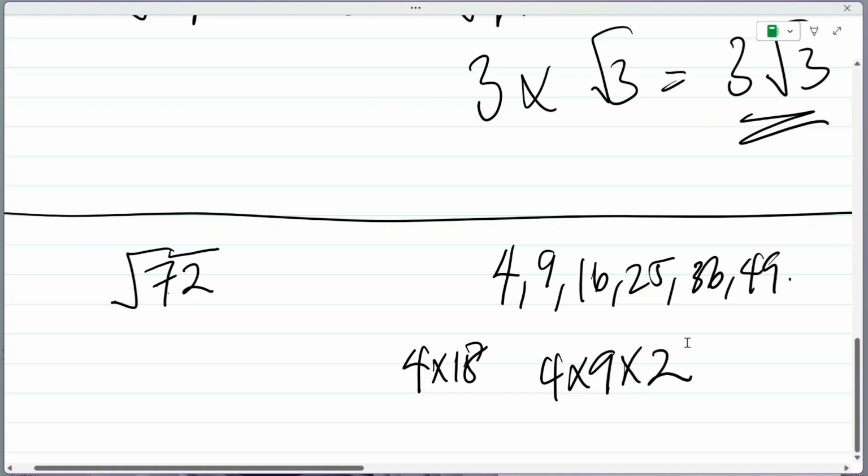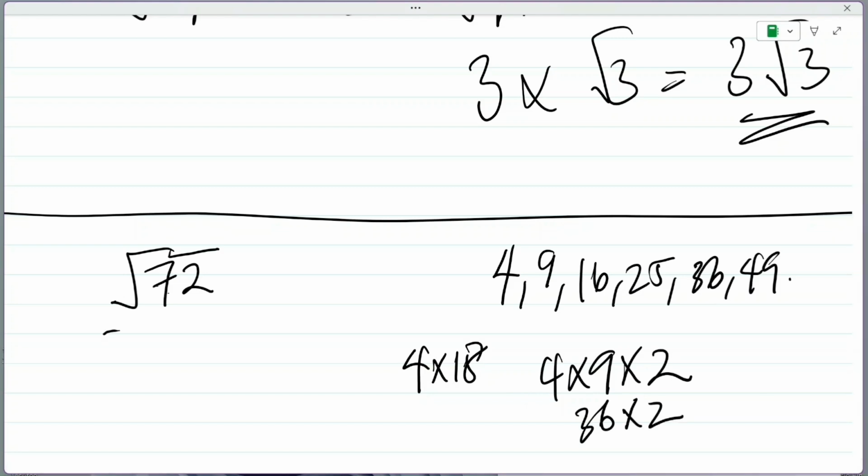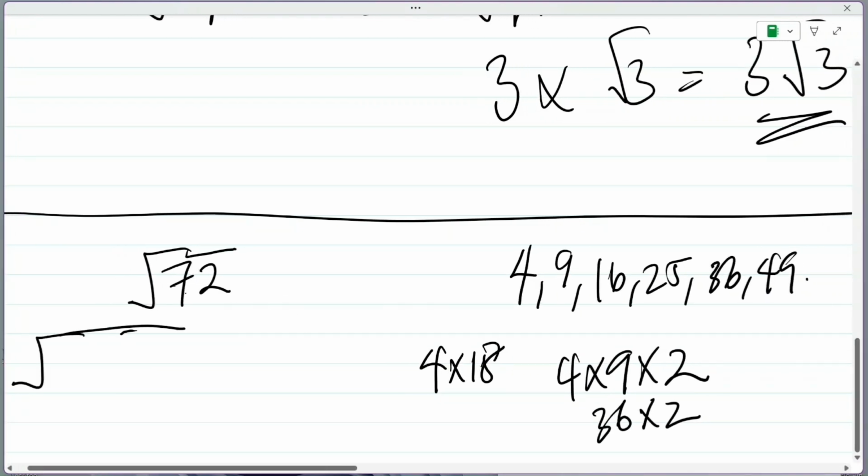And 4 times 9 is 36. So you have to pick the biggest factor of 72 which is also a perfect square, which is 36. 4 times 9 is 36. So this can be broken into 36 times 2. You can have 72 as 4 times 9 times 2.